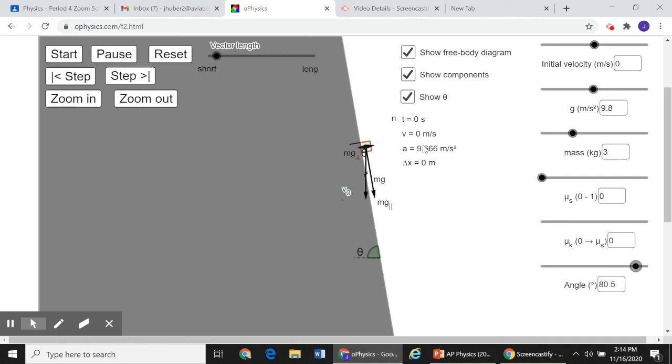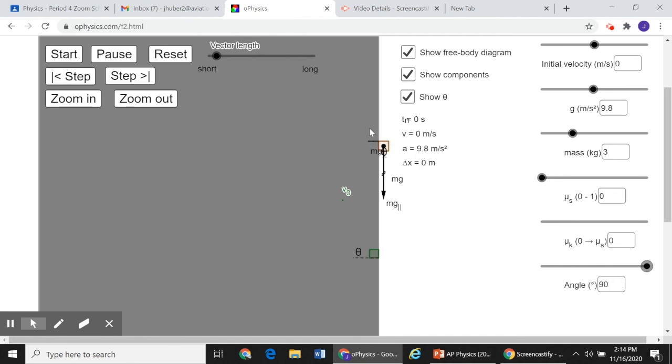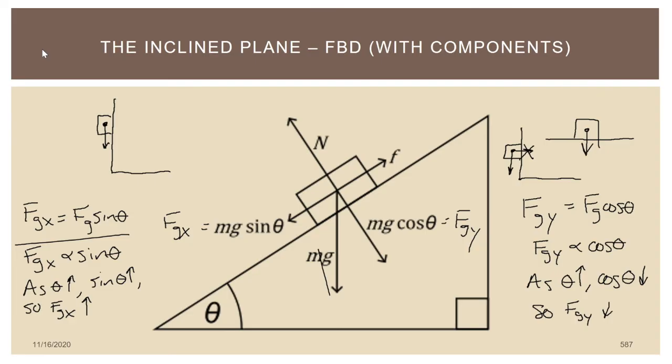Notice we also said before, as the angle increases, the acceleration increases, of course, until we get to 90 degrees. And this thing is basically just in free fall. Because it's in free fall, there basically is no normal force because all the weight is just directed straight down. Now what we're going to do is we are going to take a look at a problem.